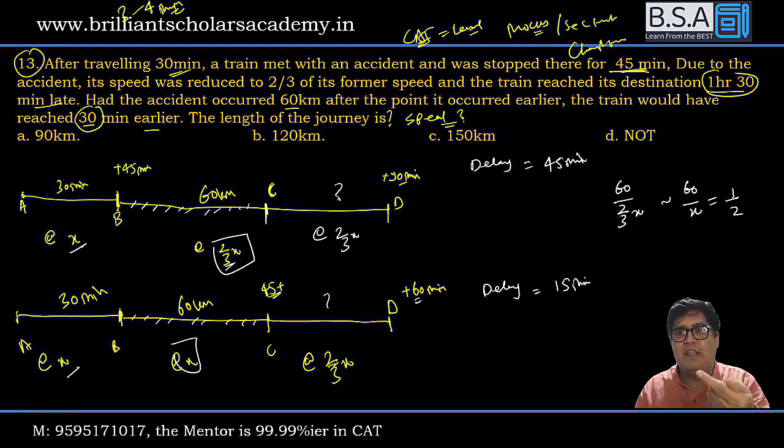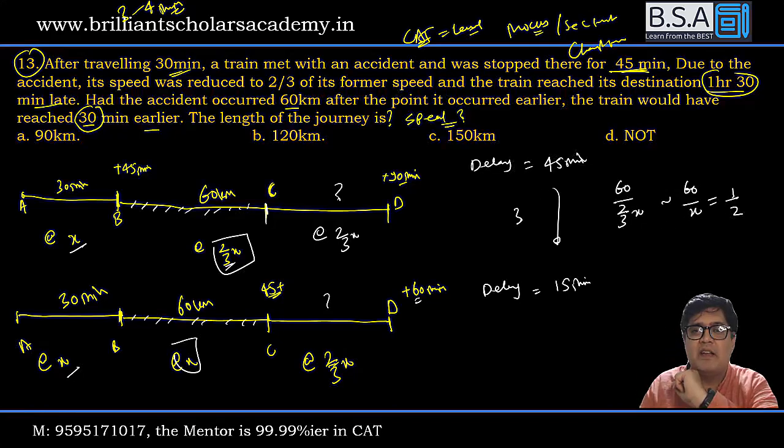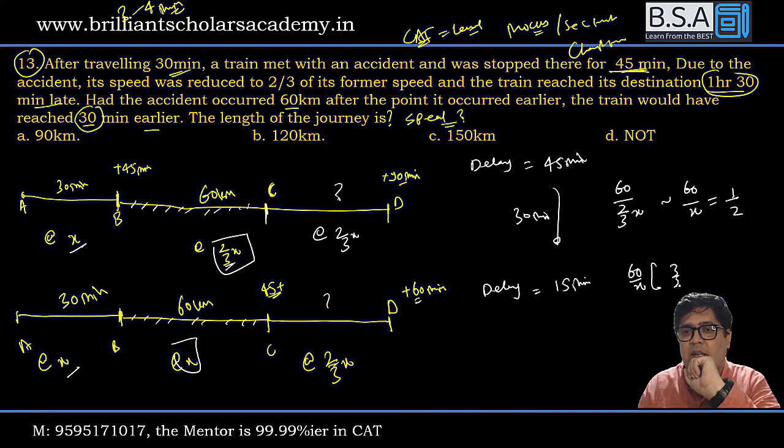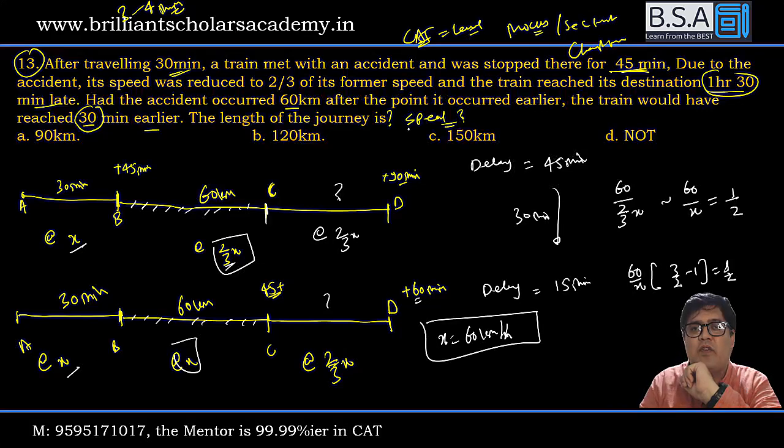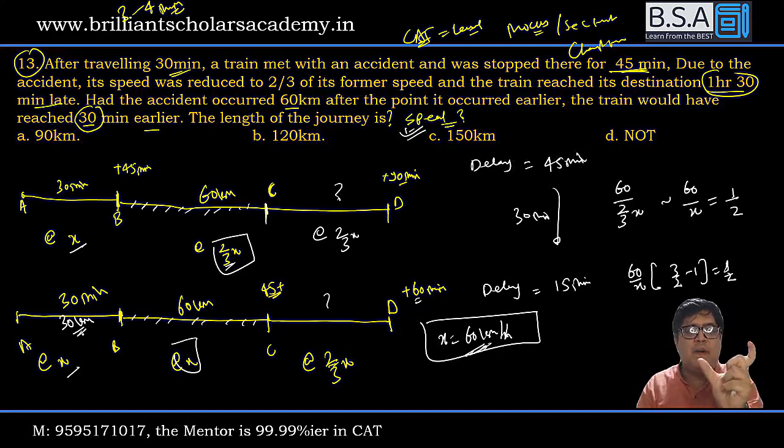Distance upon speed is the time. And the gap between time is half an hour. What is the saving here? There's a 30 minute saving here. So if you solve this, you take out 60 common, you take out x common, so it becomes 3 by 2 minus 1 is equal to 1 by 2. And you solve this. You will have x is equal to 60 kmph. So you can answer for the speed of the train. Speed is 60 kilometers per hour. So if you travel at 60 kilometers per hour for half an hour, how far will you go? 30 kilometers. So the first part I converted into distance.